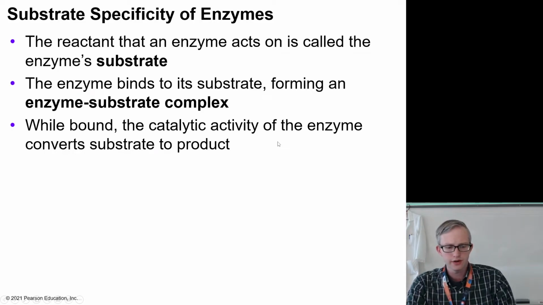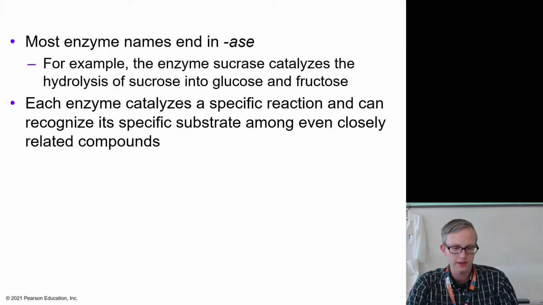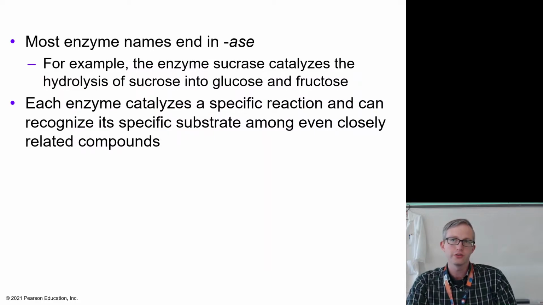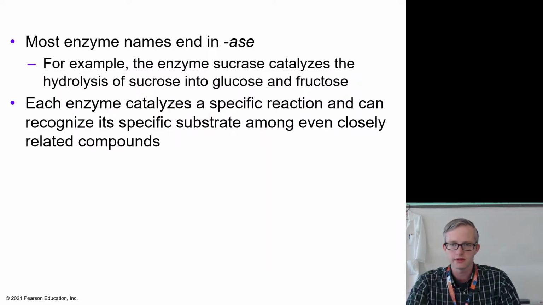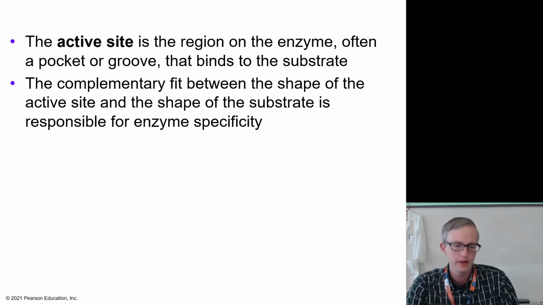So the terminology of enzymes, we know substrate is the thing that the enzyme is grabbing onto. That's the reactant or reactants of this. When it binds it, we call that the enzyme substrate complex. That's important because we'll see in a second how the enzyme actually alters itself in a way during that process. Enzyme names typically end in ACE, so you can recognize those.